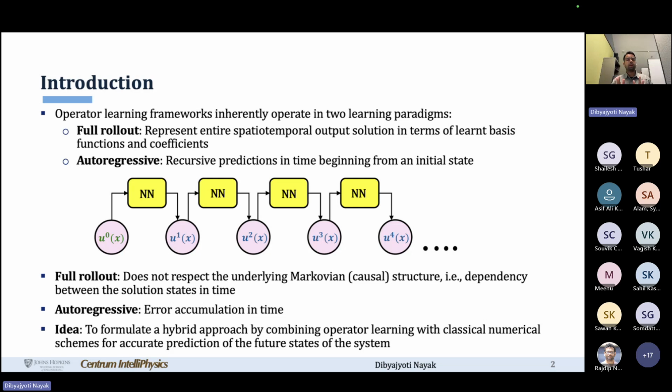So herein lies our motivation. We thought, can we come up with some sort of hybrid approach in which first we are respecting the causal structure, which is inherent in a time-dependent system, and also we are able to mitigate this error accumulation that typically happens when you're doing an autoregressive prediction? So in the subsequent slides, I'm going to show you how this error accumulation looks in practice by considering a simple 1D example.